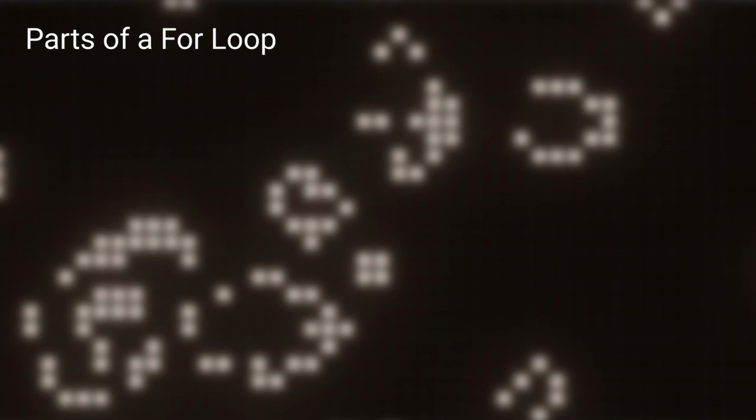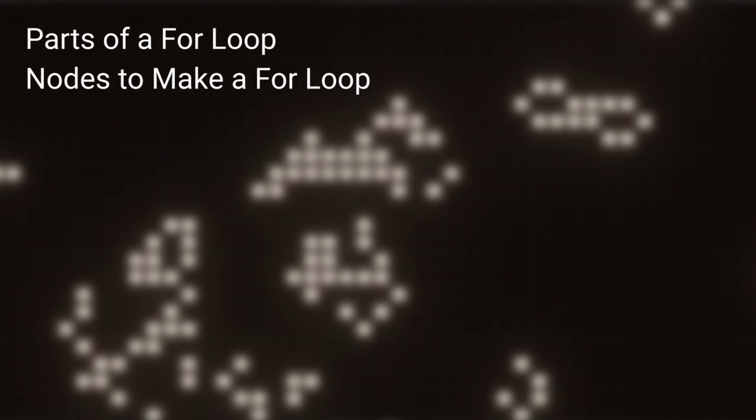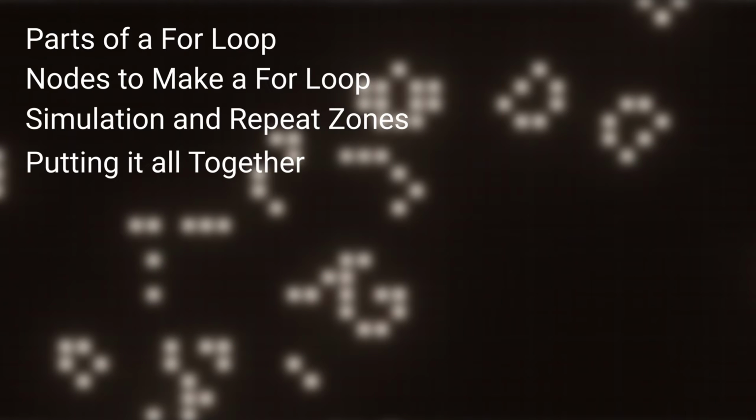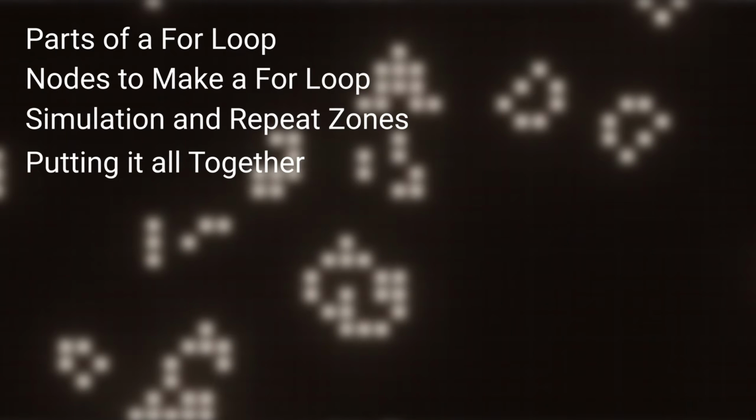So after that lengthy intro, I'm gonna go over what I consider the necessary parts to make a for loop, the nodes we need in order to make for loops, the new zones that we have available to us, and finally an example of all of these things put together.